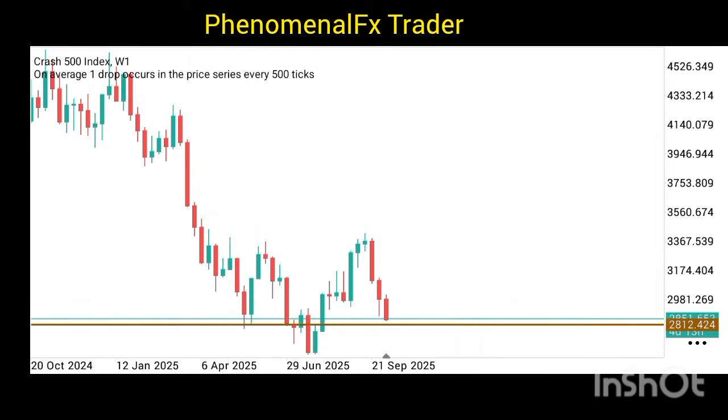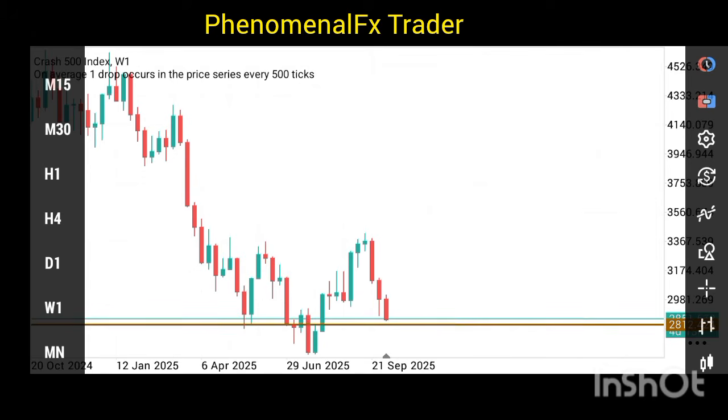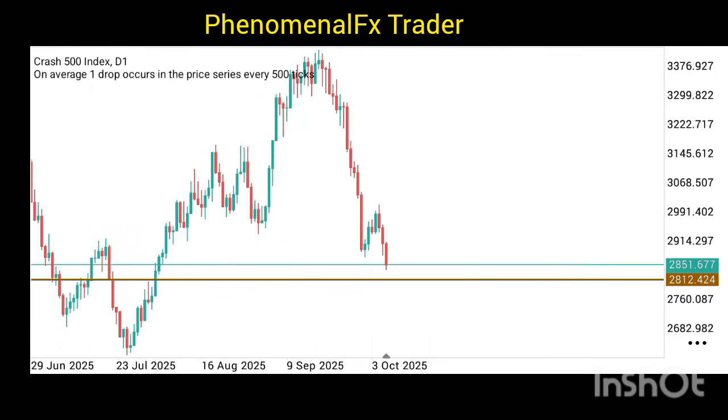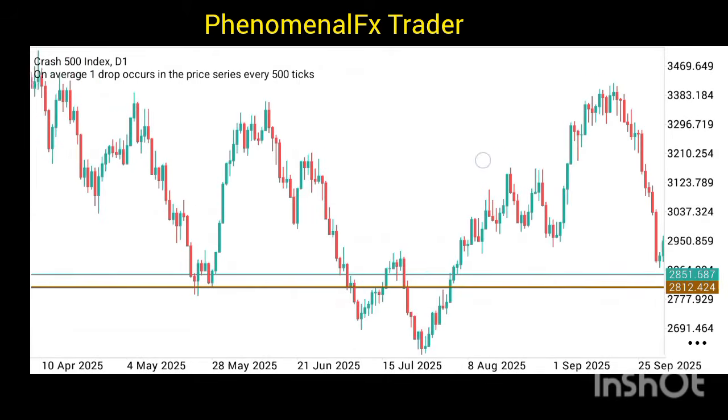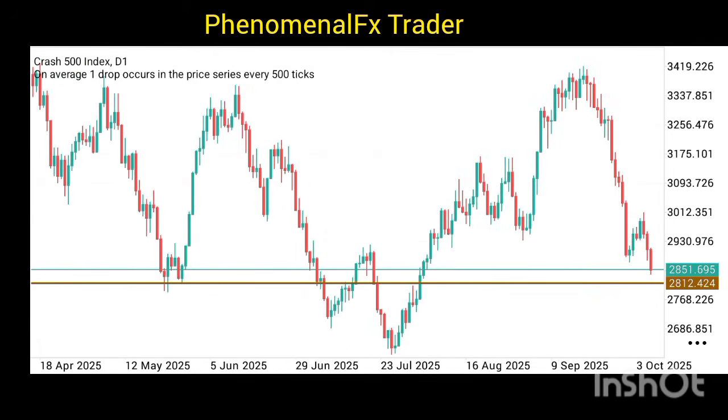So let's go down to the daily time frame, guys. On the daily time frame, you can see this same zone here where the market bought previously.